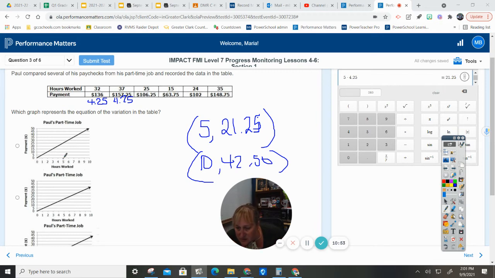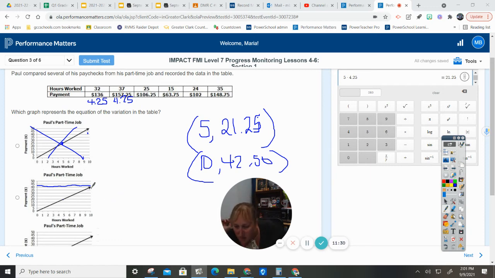So 5 hours would be at 42. And it's not. And 10 would be at 21. And 10 would be at 42.50, which is about here. So I'm going to say this one is not it. Okay. Now again, I would have my mouse. So 5 would be at 21.25. Maybe. 10 would be at 42.50, which would be right on here. So that's probably not it either.